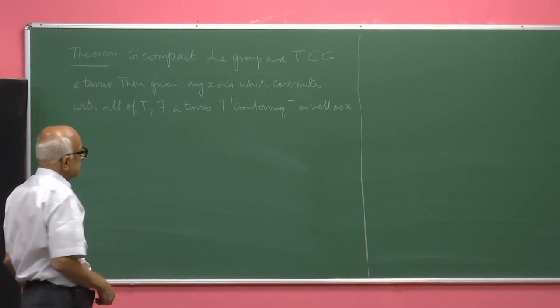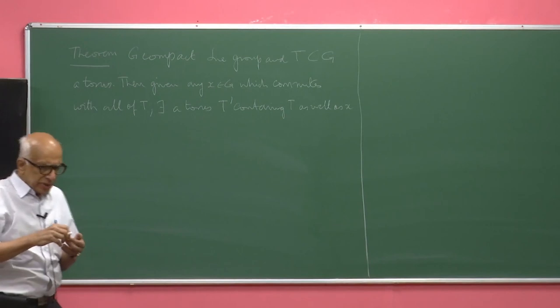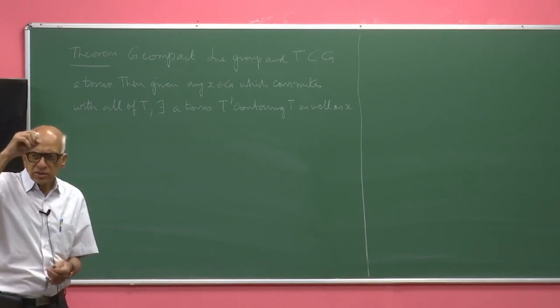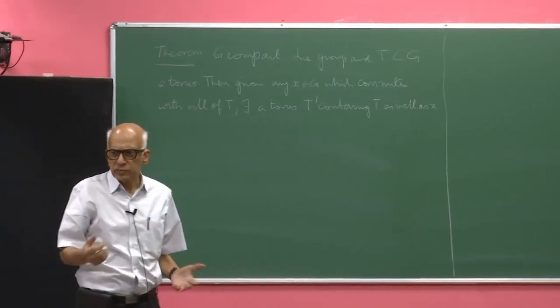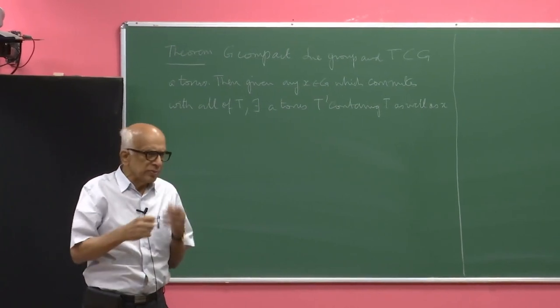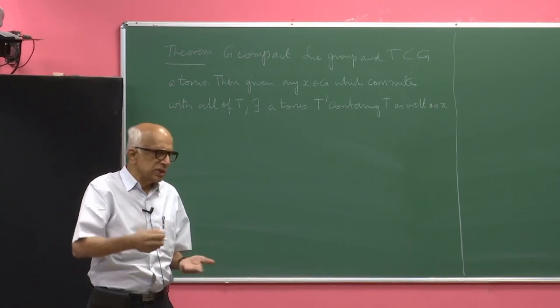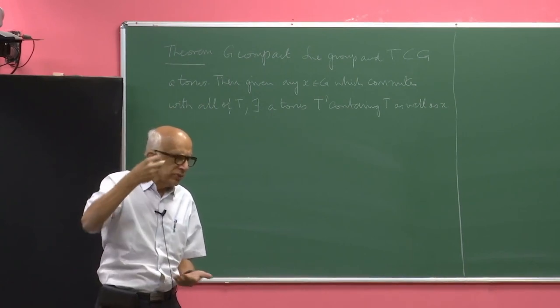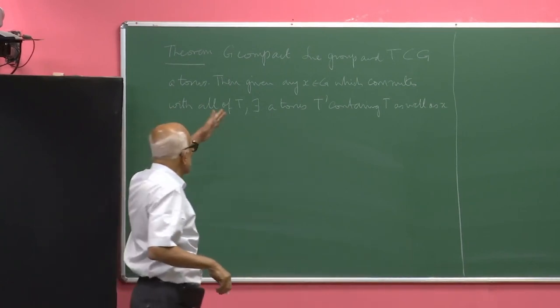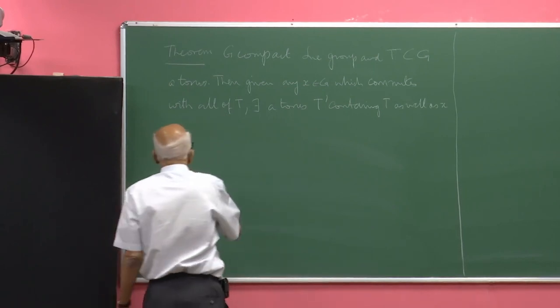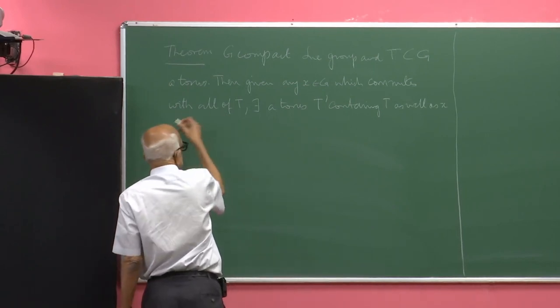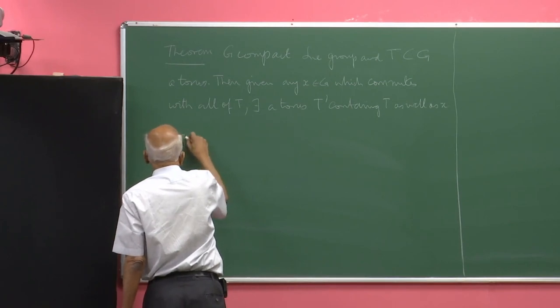This was proved using the fact that the mapping x to x power n is a surjective map of G into itself. We computed the degree of the map x to x power n, showed that it is not 0, and therefore raising to the power n is surjective. That is how it is proved. Anyway, I will not go back to the proof of that, but there is one corollary I forgot to state.